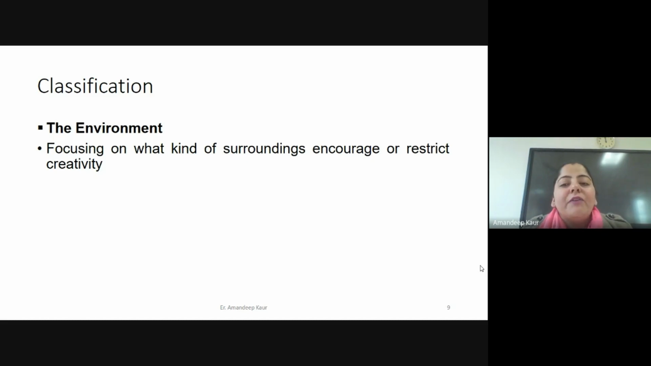And what kind of environment is going to restrict creativity? When the teacher is not allowing the students to ask questions. If out of the blue one student asks a very pertinent, appropriate, but unique question whose answer is not with the faculty, and the faculty snubs that student not to ask that kind of question, that is again a restricted environment where creativity cannot be developed.